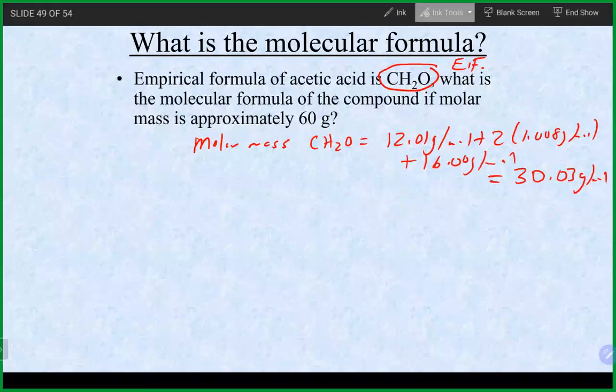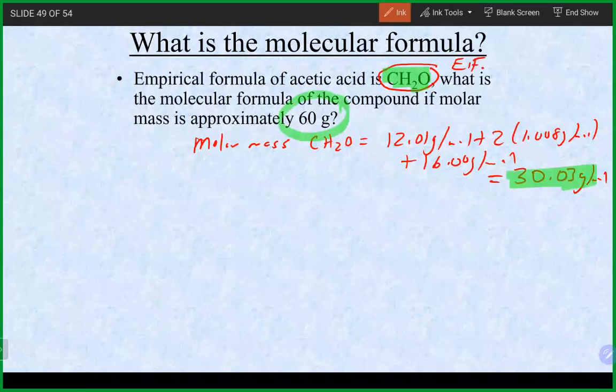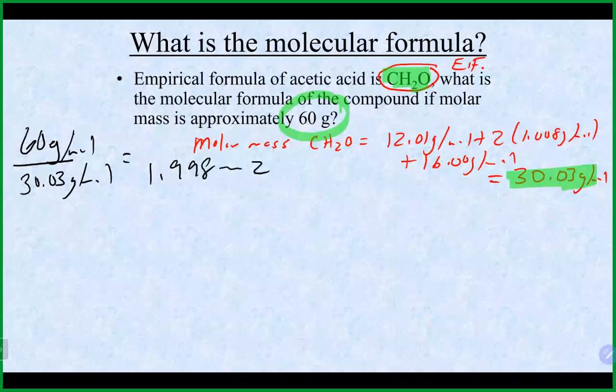So we now have the three things we need to calculate the molecular formula. We were given the empirical formula. We just calculated the molar mass of the empirical formula. And what's usually given in the problem is the molar mass of the compound, the approximate molar mass. We take that molar mass and divide it by our 30.03. So 60 divided by 30.03 gives us 1.998, which is pretty close to 2. That 2 is what we multiply the empirical formula by to get our molecular formula.